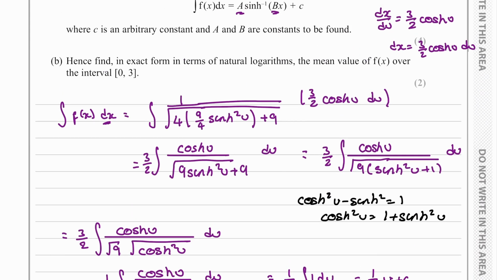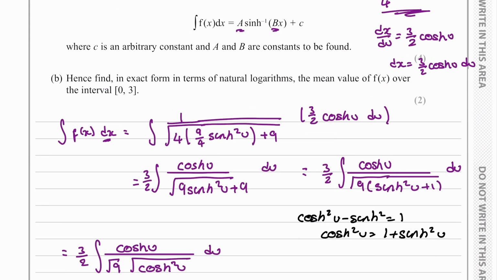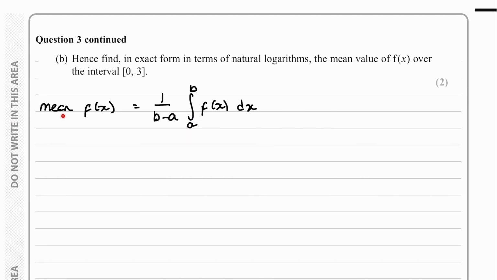And then for part b, find an exact form in terms of natural logs, the mean value of f of x over the interval 0 to 3. So we know the mean of a function is 1 over b minus a multiplied by the integral between the limits of a and b of that function with respect to x. So we can write this as for b will equal 3, for a is 0, we have our limits using this function of x. And we've already worked out what this integral is.